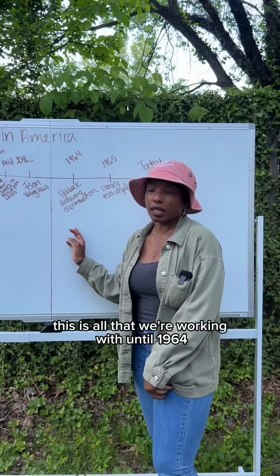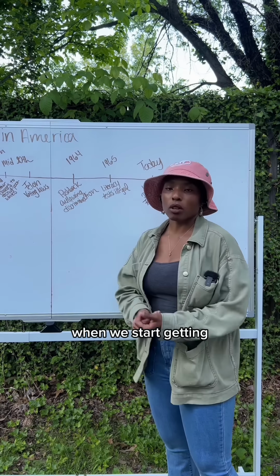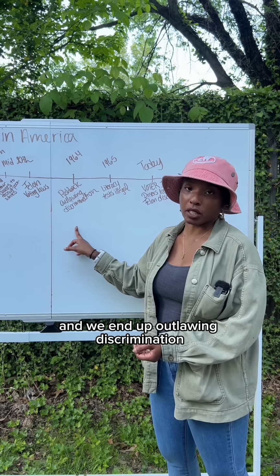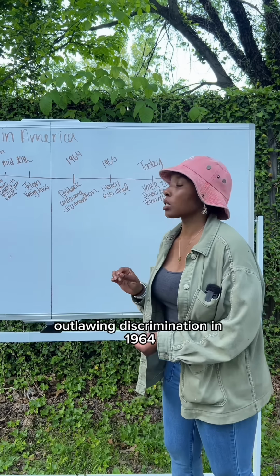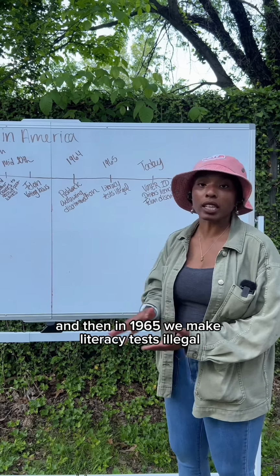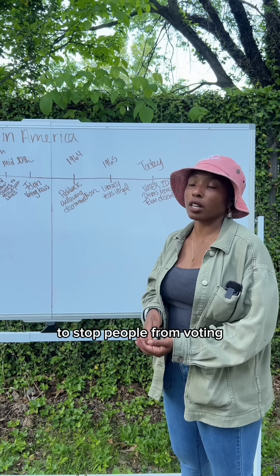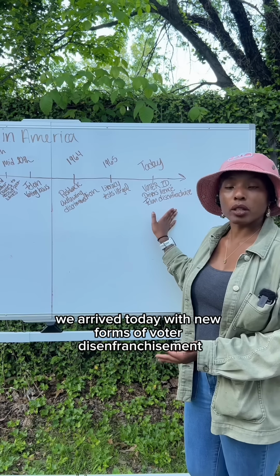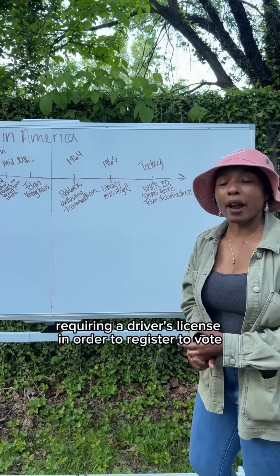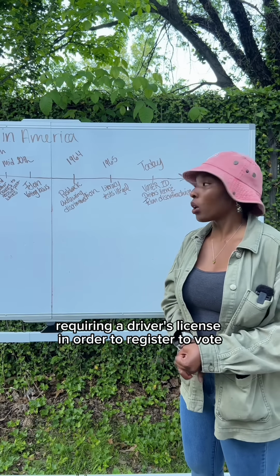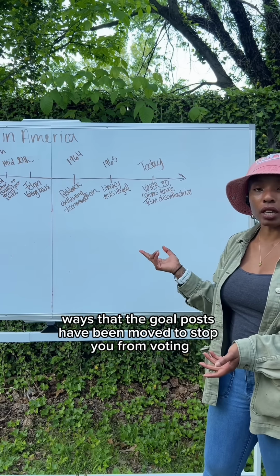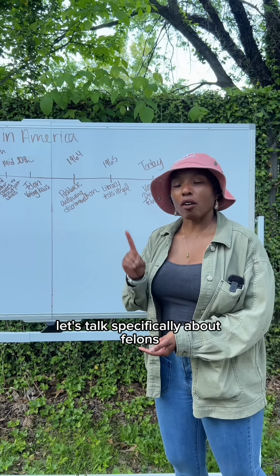This is all that we're working with until 1964, when we start getting serious pushback about the discrimination that is happening, and we end up outlawing discrimination. Outlawing discrimination in 1964, and then in 1965, we make literacy tests illegal. You are not allowed to do this to stop people from voting. We arrive today with new forms of voter disenfranchisement using things like voter ID, requiring a driver's license in order to register to vote. So now that you know where we have come from, the ways that the goalposts have been moved to stop you from voting, let's talk specifically about felons.